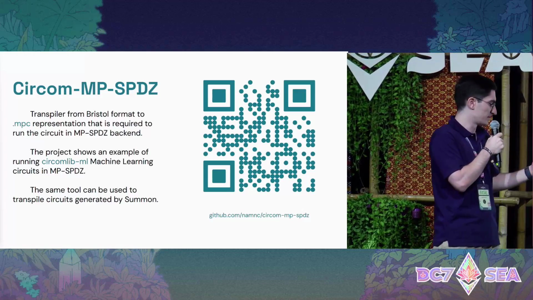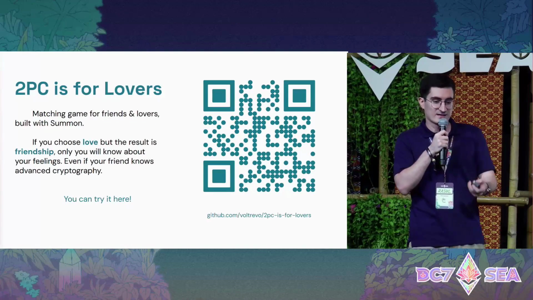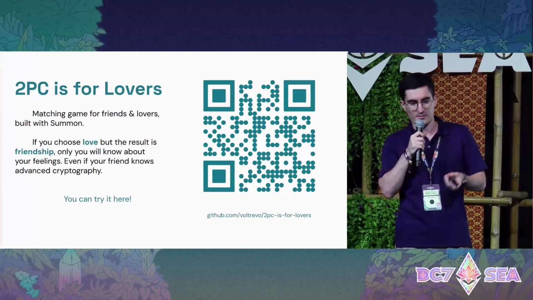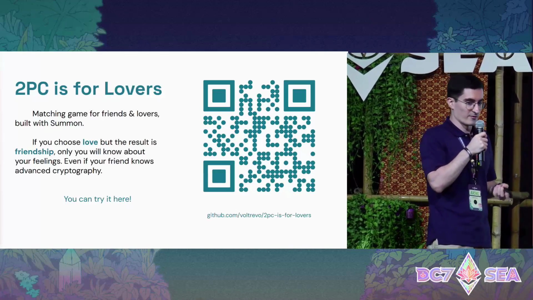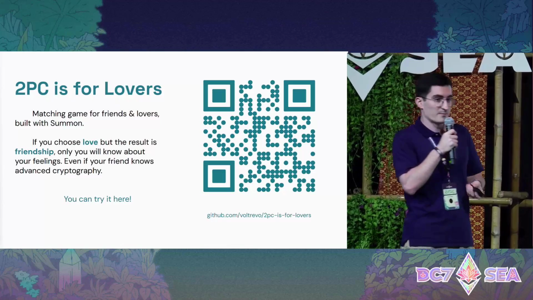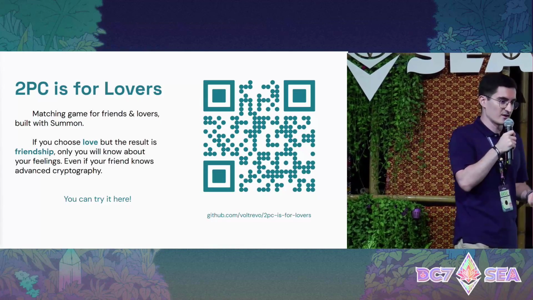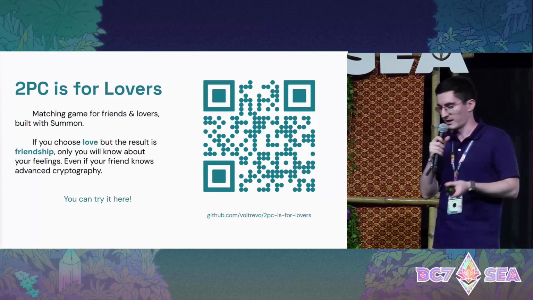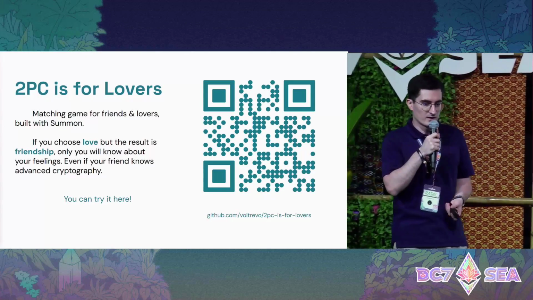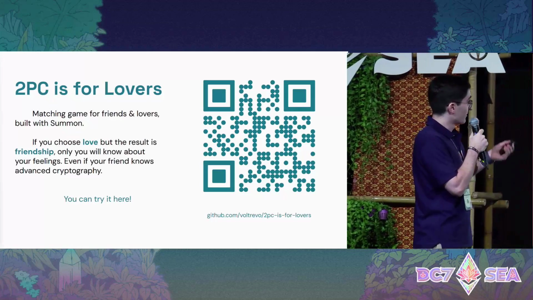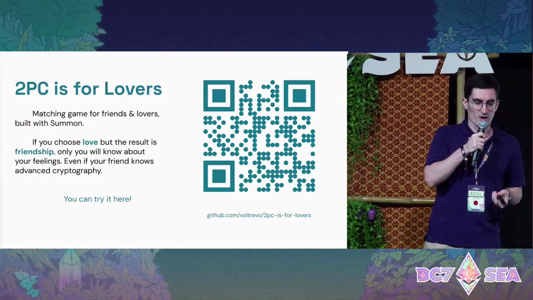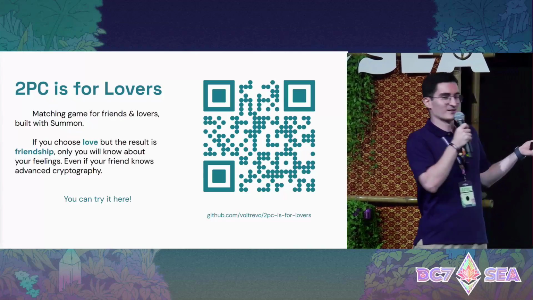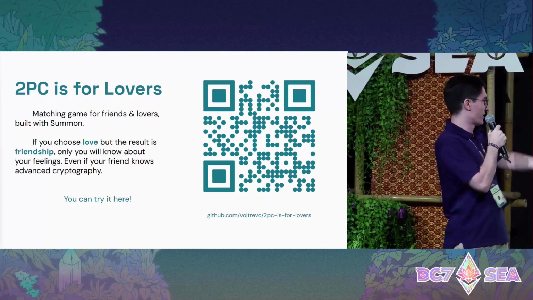And the last thing I want to talk about is an example of using these tools, specifically Summon. It's a matching game for friends and lovers that Barry Whitehat was talking about last year at Devconnect Istanbul. It's called 2PC for Lovers. Basically, you can play with your friends or with your lover, and you can choose love. But if you choose love, and the result is friendship, only you will know about your feelings, even if your friend knows advanced cryptography. And you can try it here.